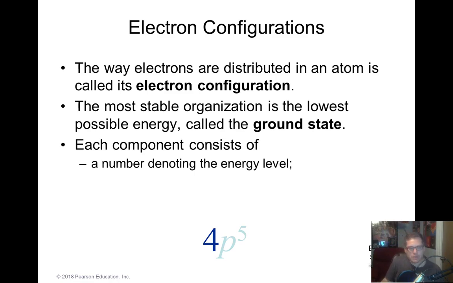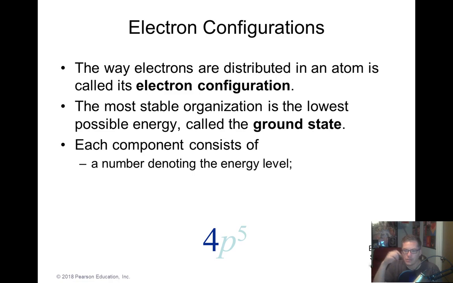Alright? So electron configurations is simply the way that electrons are arranged around the atom, okay? And specifically, it's the way they're arranged at the ground state. Now remember, electrons can jump between energy levels when they get energy, but specifically, since most of the time they're at their ground state, that's really what we care about.